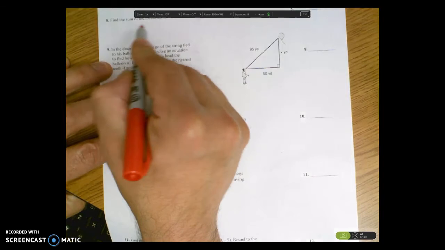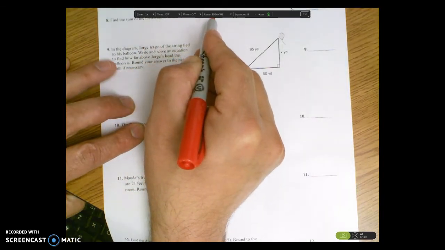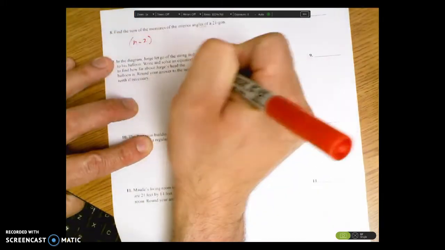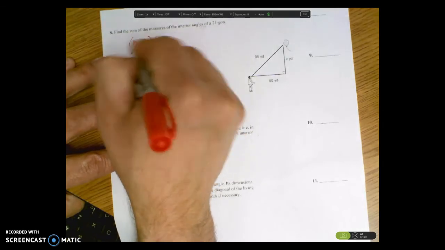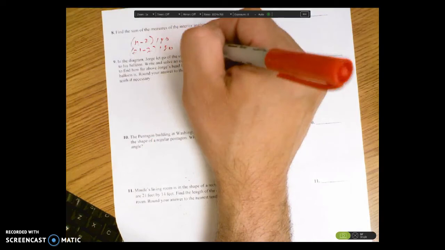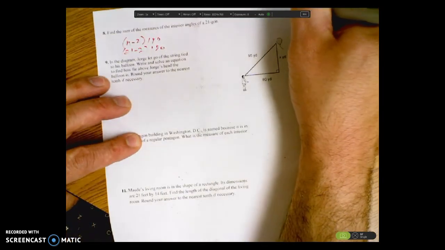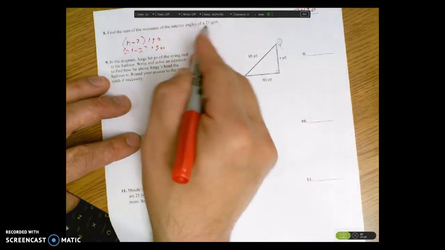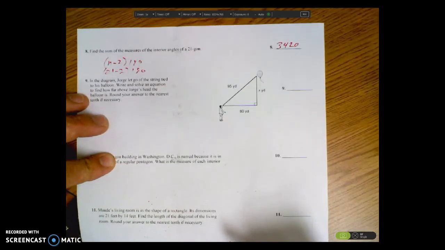So find the sum of the measures of the interior angles of a 21-agon, so that means it has 21 sides. The formula for that is n minus 2, where n is the number of sides the shape has, times 180. So 21 minus 2 times 180. All right, that's 19 times 180, which is 3,420. It doesn't say regular 21-agon, and it doesn't ask me for one angle, just all of them, and that's what it is.